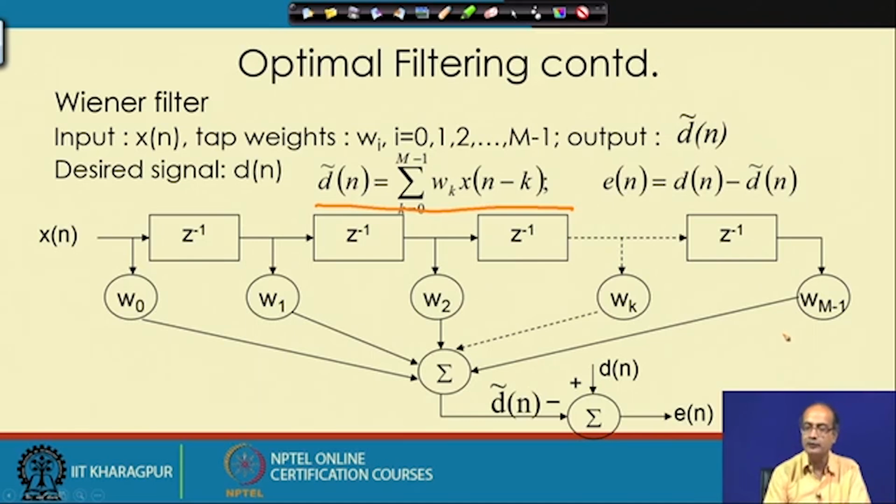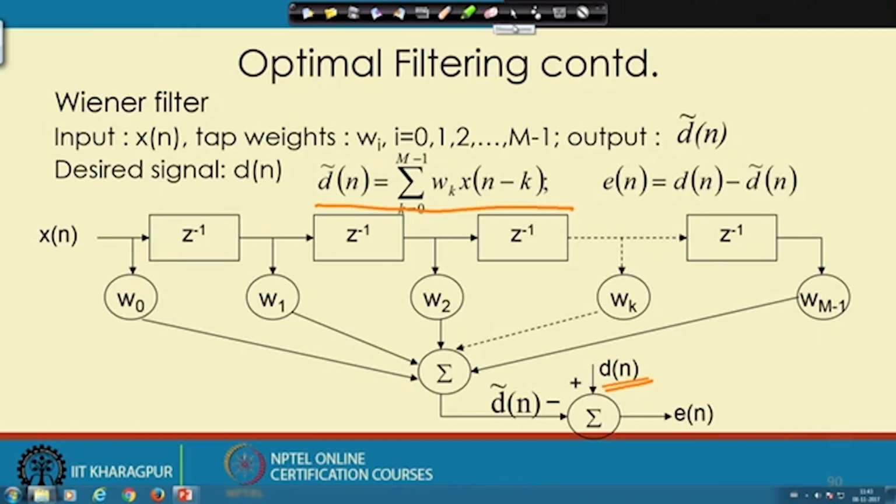For the time being, I would request you to assume that d n is available. Now, there could be a practical question: if d n is there, then why are we doing all this? We can take d n and proceed with that. Let us shelve that question for the time being and take it up later. Let us go through the derivation of this Wiener filter, and then we will get back to how we get d n for practical use.